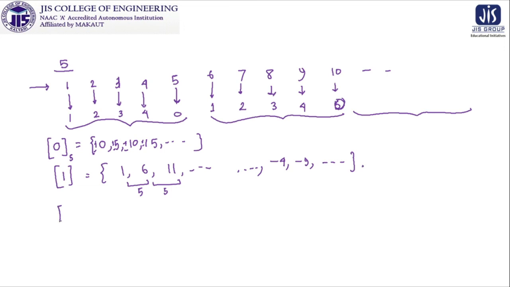So what will be for 2? It will be 2, 7, 12, and obviously on the left hand side -3, -8 and so on. In this way you can go for class 3 and class 4, but after that nothing is remaining because you will get back to class 0.